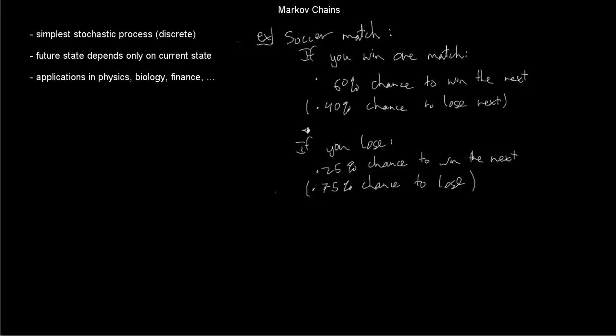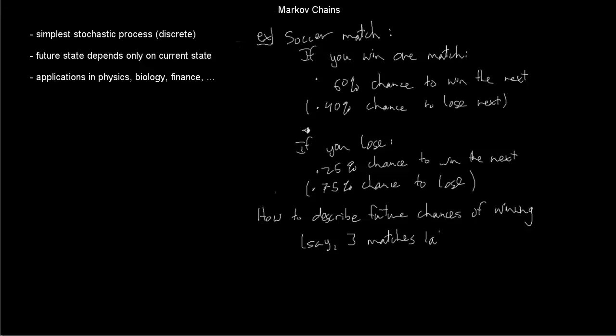So if this is always true from any one match to the next, how can I determine sort of my future chances of winning or losing? How many games will I win in the long run? Well, in 3 games, if I win now, 3 matches from now, how will I do? What's my probability of winning?